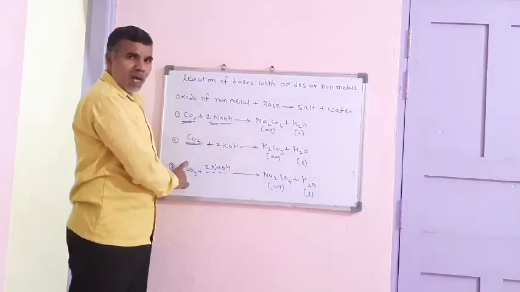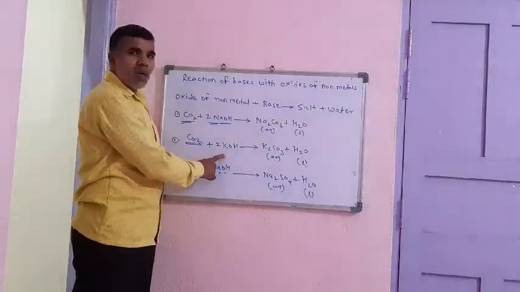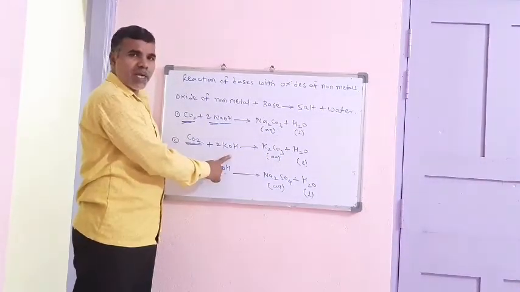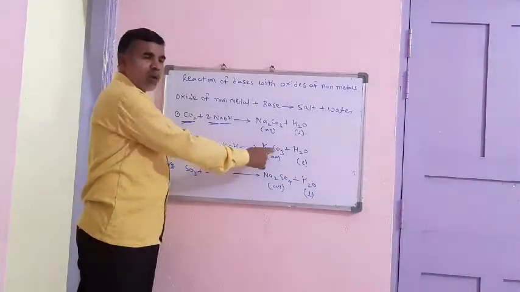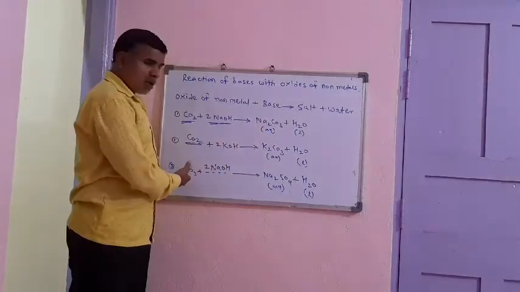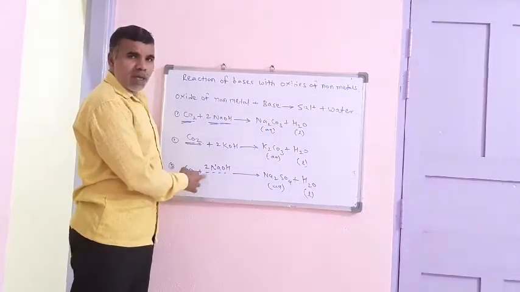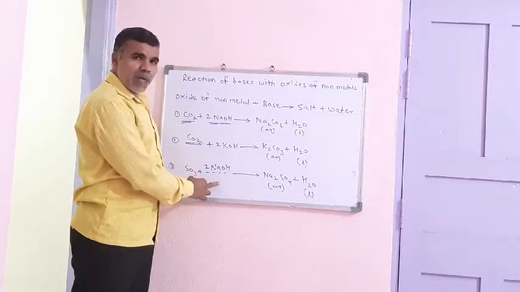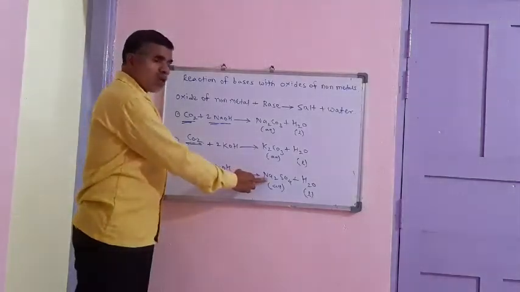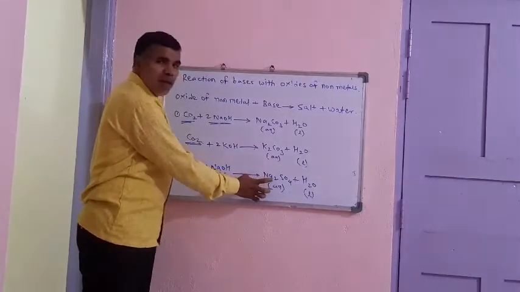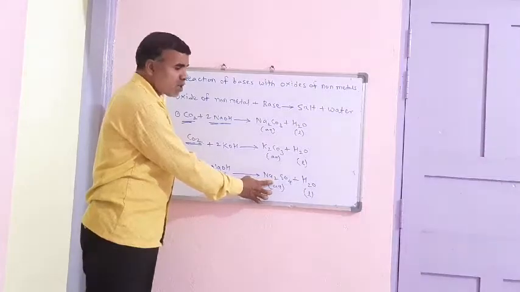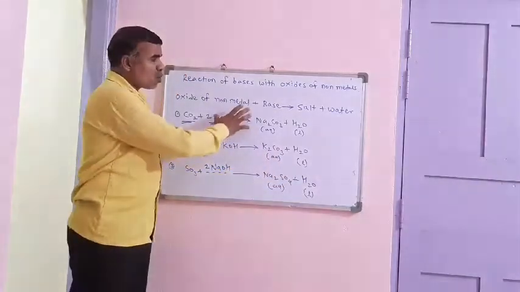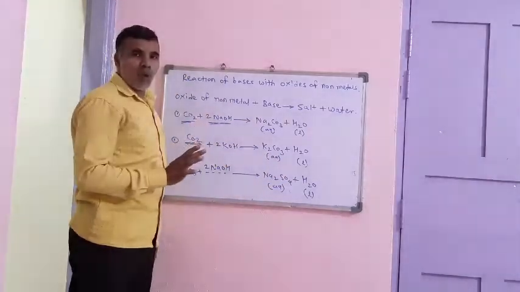दुसरं एक्झाम्पल कार्बन डायऑक्साइड रिॲक्टेड विथ पोटॅशियम हायड्रॉक्साइड, we get potassium carbonate and water. Third, sulfur trioxide reacted with sodium hydroxide, we get sodium sulfate. Na2SO4 means sodium sulfate and water. So these three chemical reactions are important.